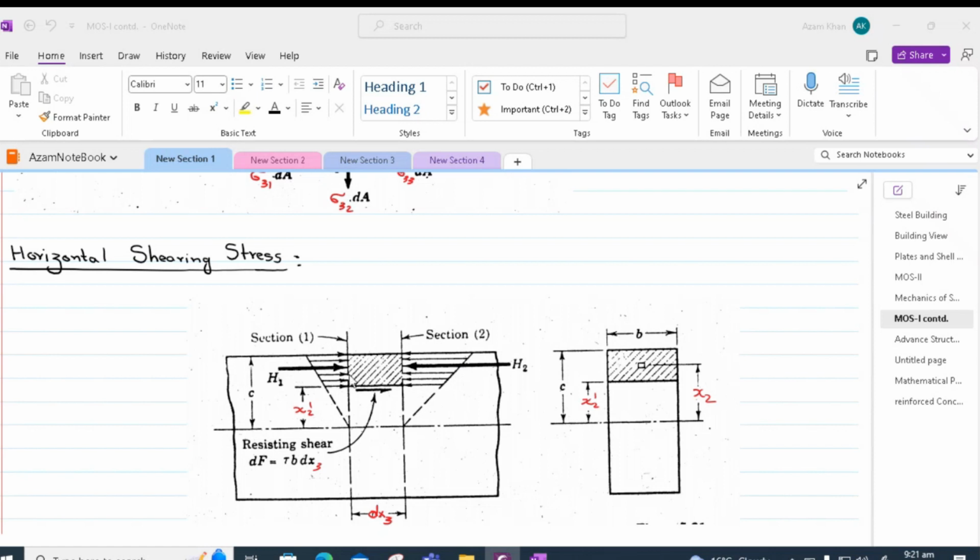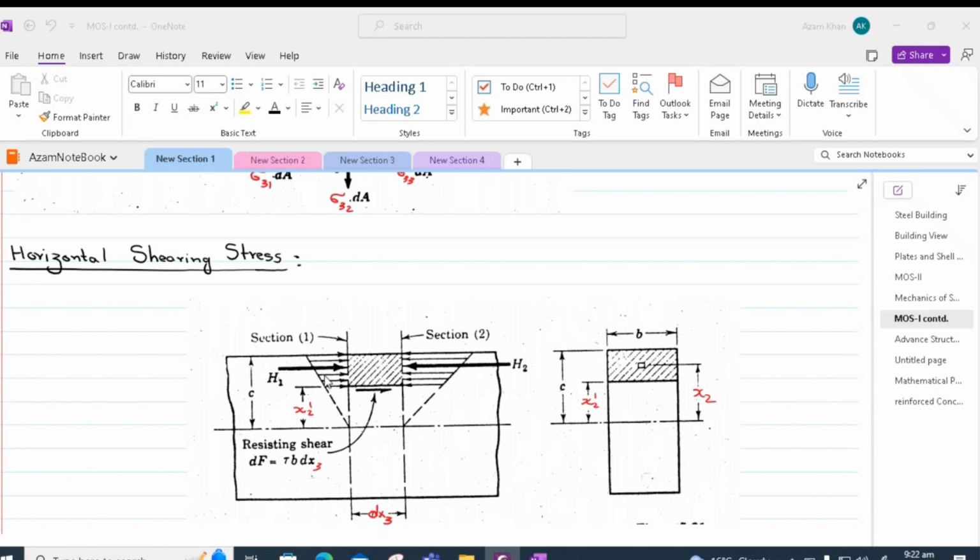This difference in H2 minus H1 can be balanced only by the resisting shear force dF, which is equal to tau times B dx3. Tau being the shear stress, B and dx3 is actually the area on which this force is acting. So we assume that this force is distributed fully on the area B dx3. B is the width of the section.